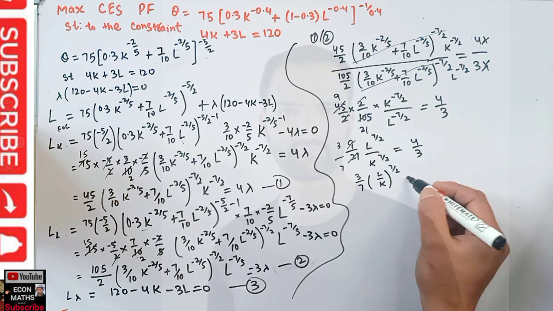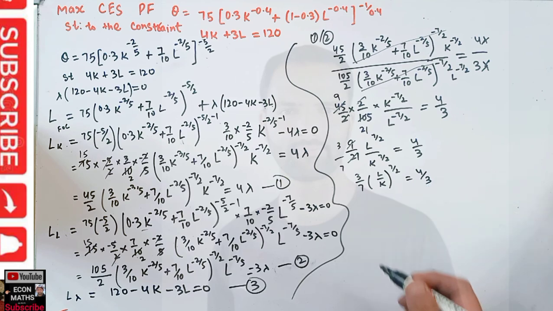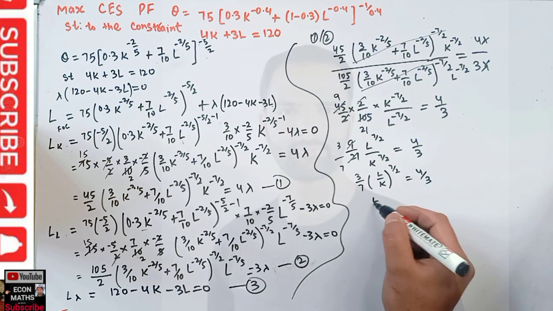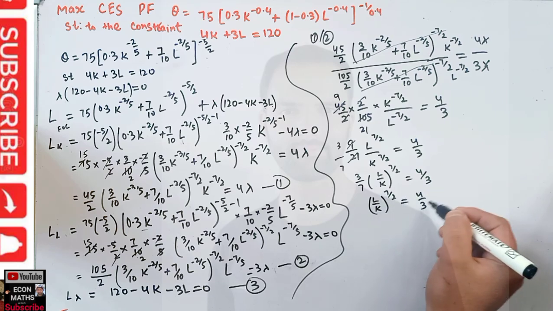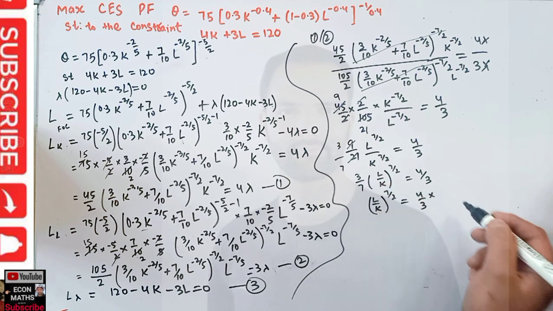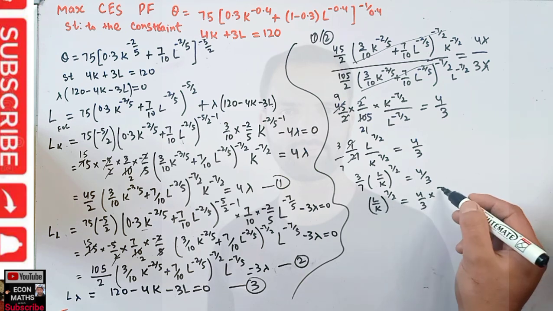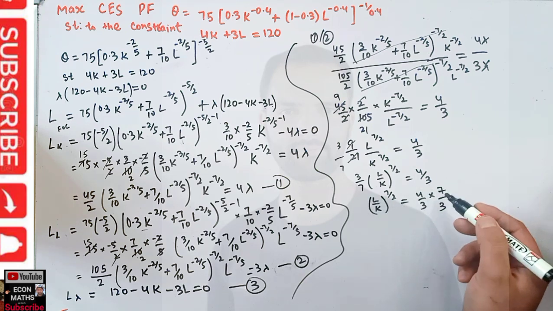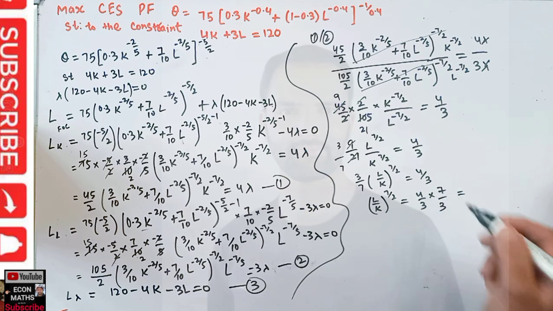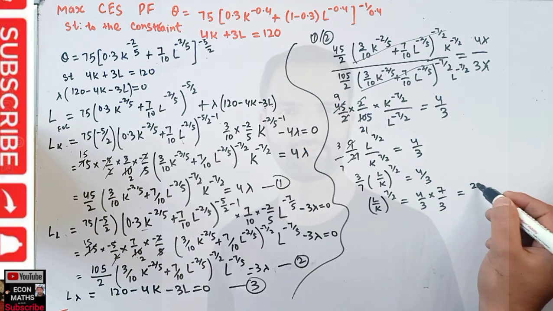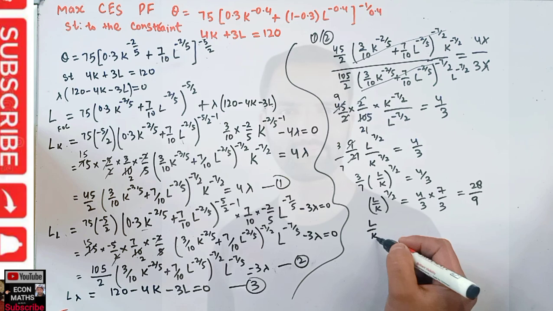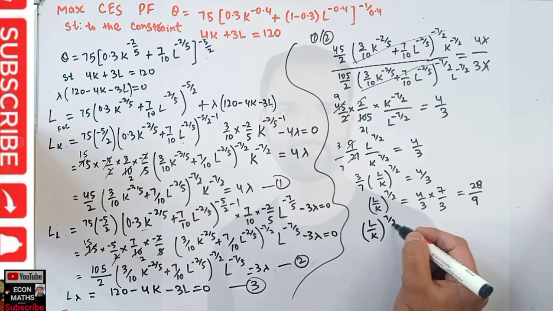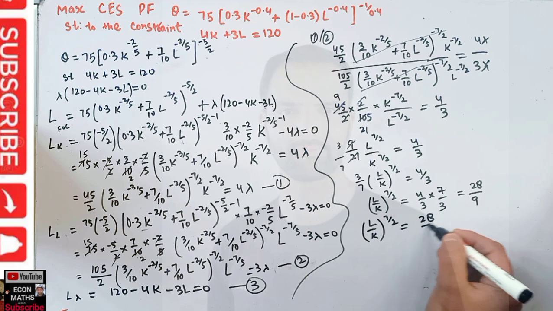is equal to 4 upon 3, or we can write L upon k raised power 7 upon 2 is equal to 4 upon 3 into it will get reciprocated. So this will become 7 upon 3. So this is 7 4s are 28, 3 3s are 9. So this is 28 upon 9. So L upon k raised power 7 upon 2 is equal to 28 upon 9.